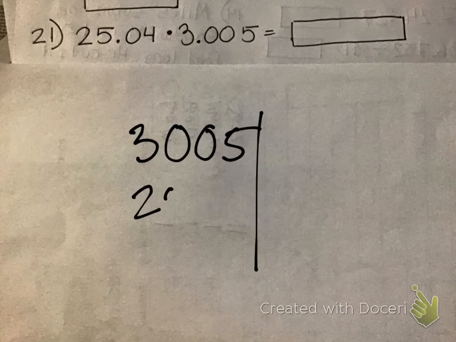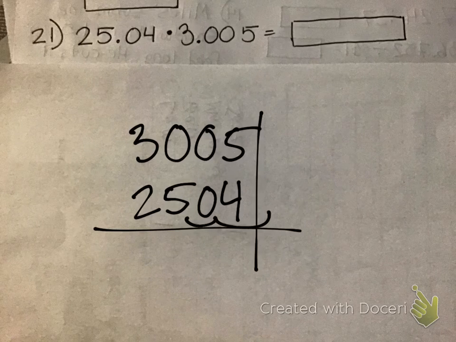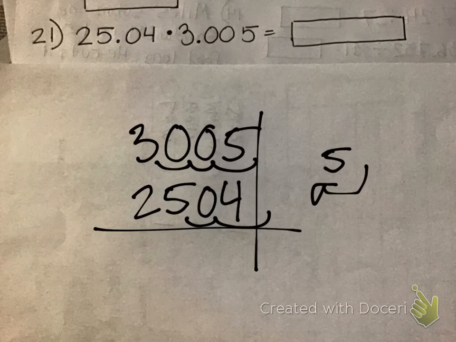3005, 2504. I moved this one over 1, 2. I moved this one over 1, 2, 3. In the end, I'm going to move it back 5 places. So do this on your paper and then move the decimal back 5 places.